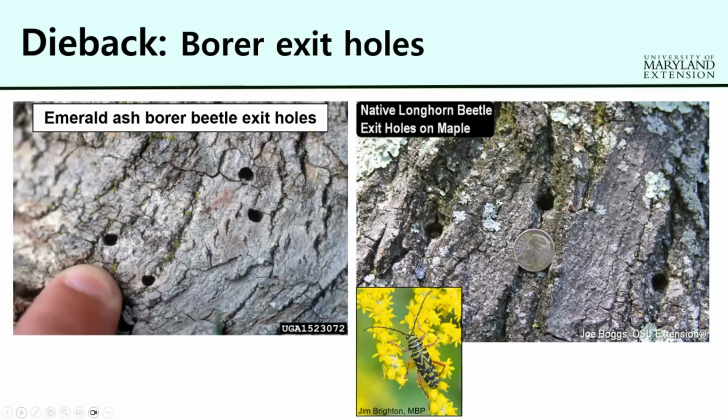We can even have tiny ones. Some of our bark beetles are as small as a grain of rice or even smaller, so they can create really tiny exit holes as they emerge. So it's going to depend on the insect size itself.